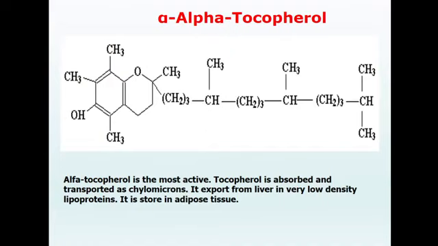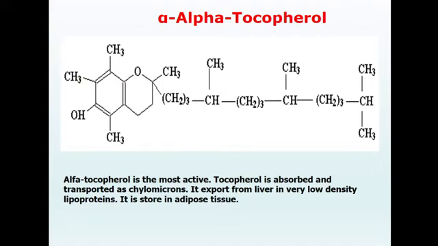All tocopherols are absorbed together with other lipids, and after that they are transported in chylomicrons from the intestine to the liver. From the liver, it's transported inside of another lipoprotein, very low density lipoproteins, to the adipose tissue, and the main store for it is adipose tissue, but in muscles it is also possible.